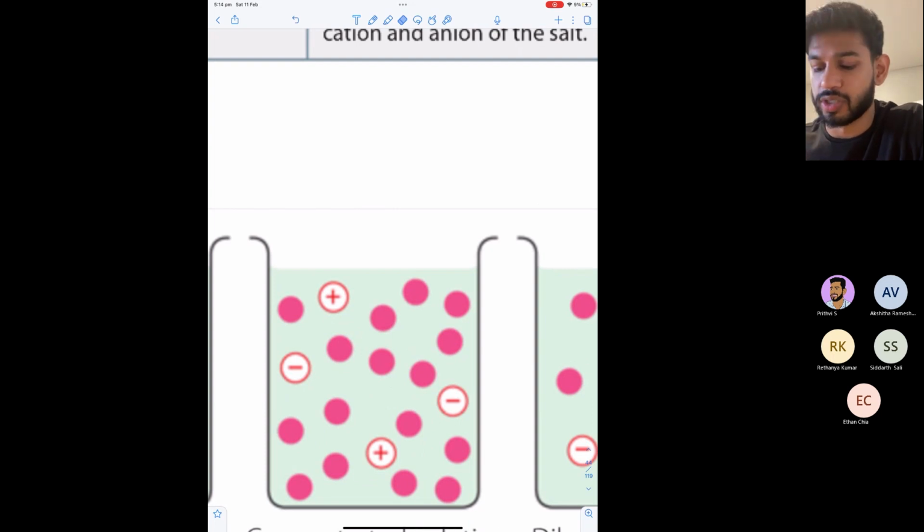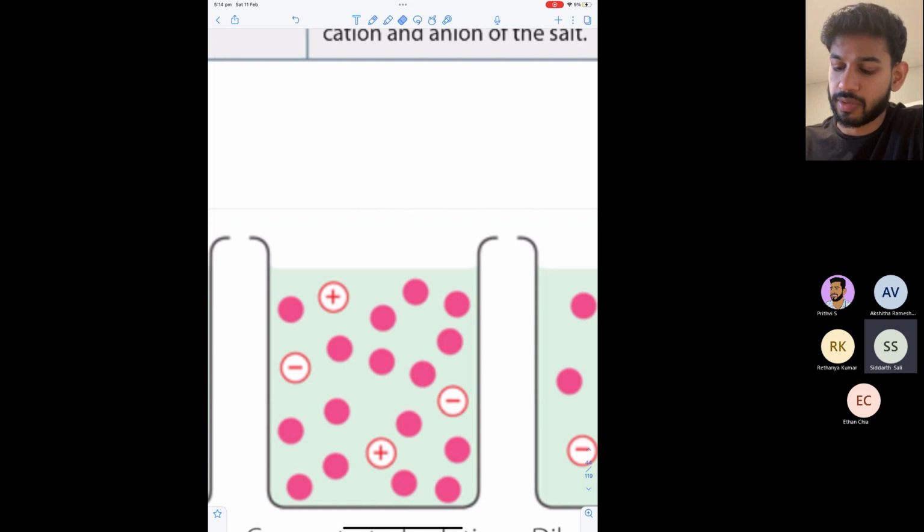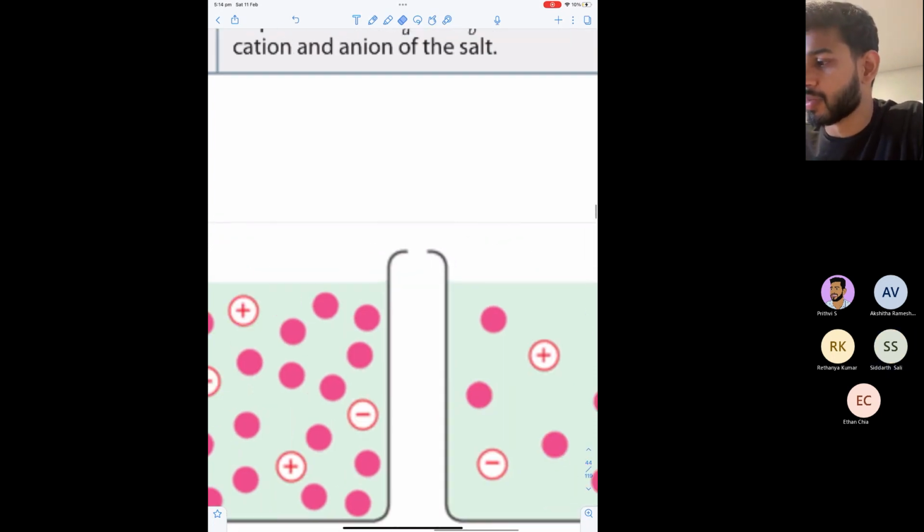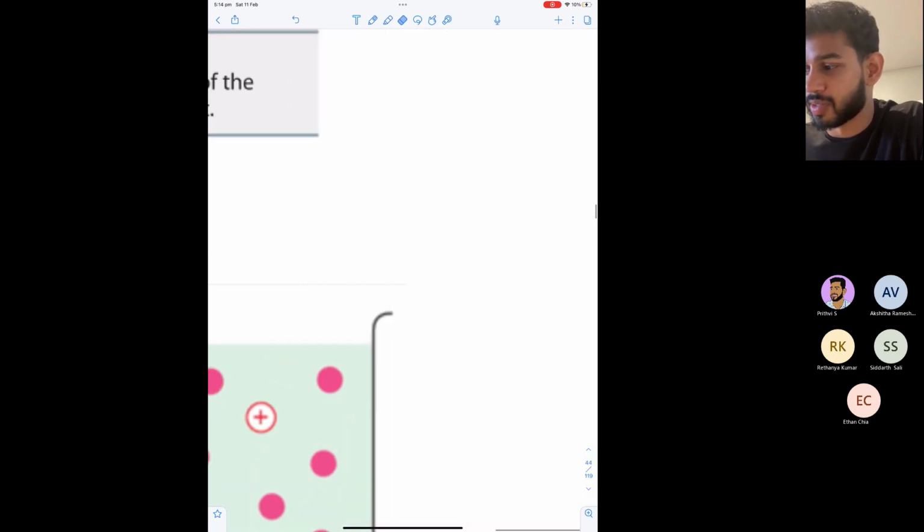Tell me about the concentration. Tell me about the strength. So it's very concentrated because of a lot of molecules in the same unit volume, but it's weak. Very good. Right, because degree of ionization is less than 100%.